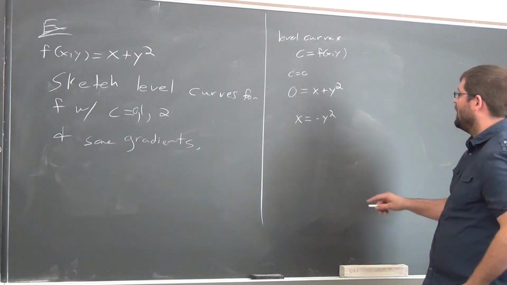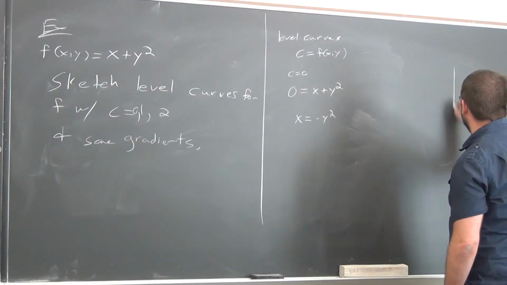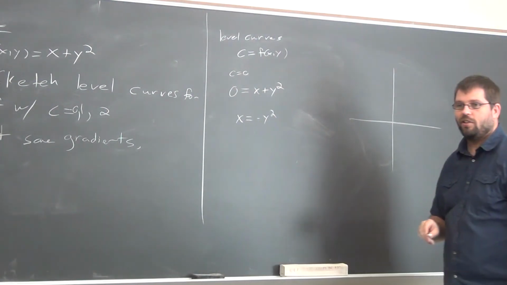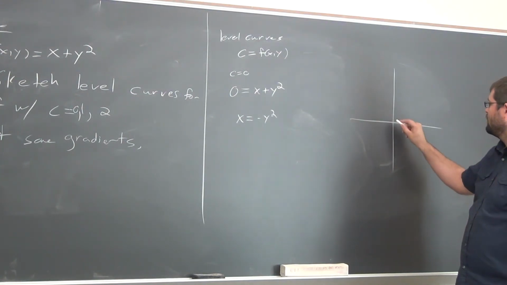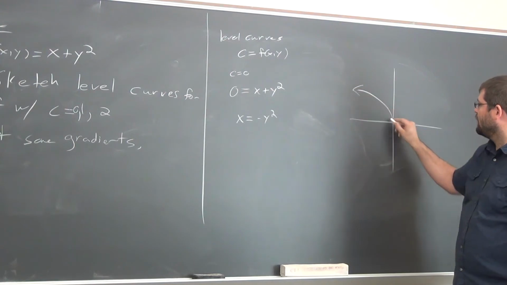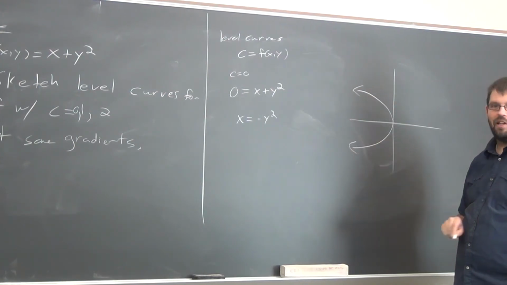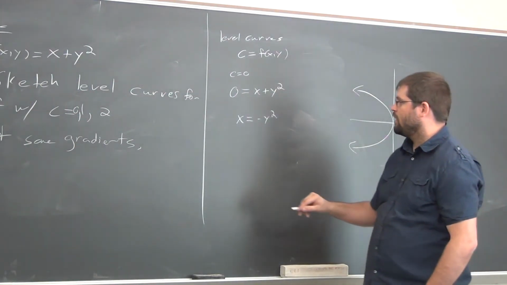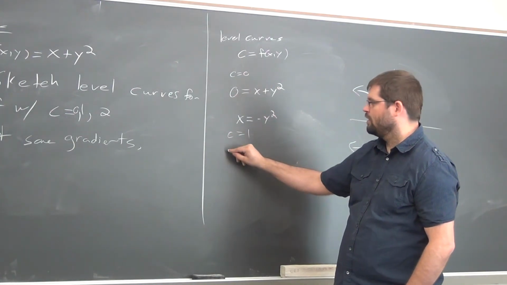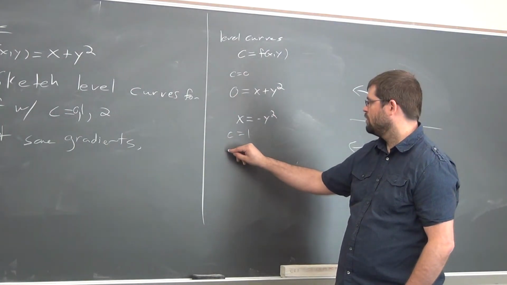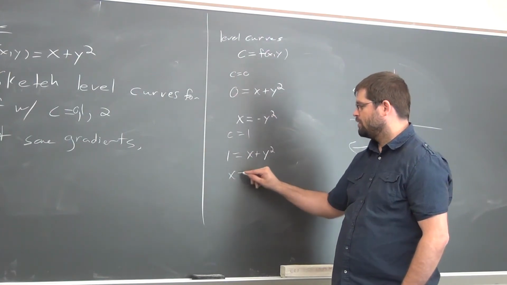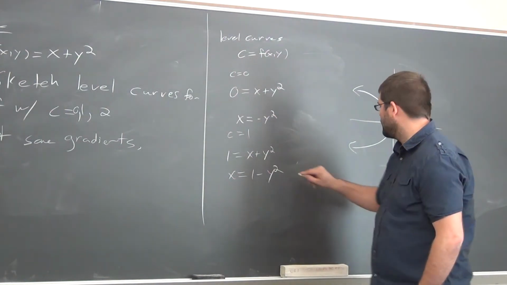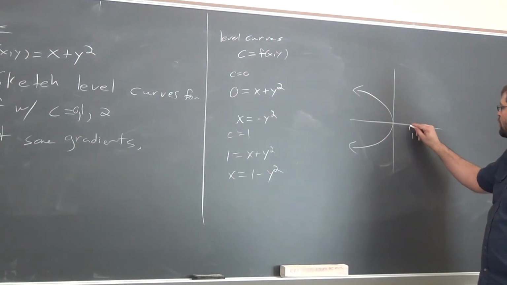So let's just draw this level curve. What does x equals negative y squared look like? A parabola on its side like that. Okay, everybody? How about when c is 1? 1 equals x plus y squared, so x is 1 minus y squared. Still just a parabola on its side up here like this, right?